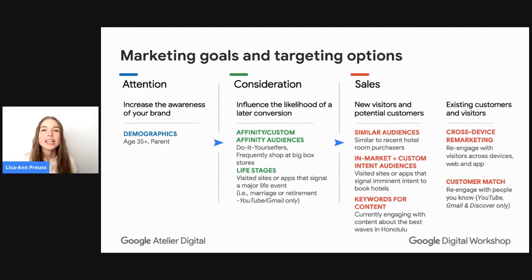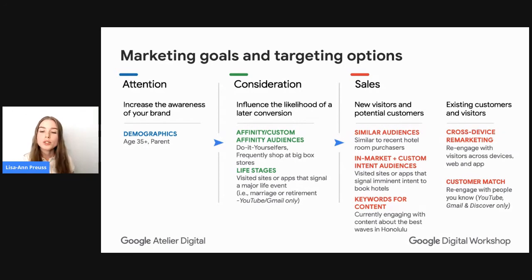Or if you're really keen on pushing your sales, either you can try and reach out to new visitors and potential customers through things like similar audiences to people who are very similar to those that recently booked a room or booked a table at a restaurant. You could use in-market and custom intent audiences. So those that, for example, visited sites or apps that signaled intent to book, for example, a hotel or a restaurant, or the keyword option.